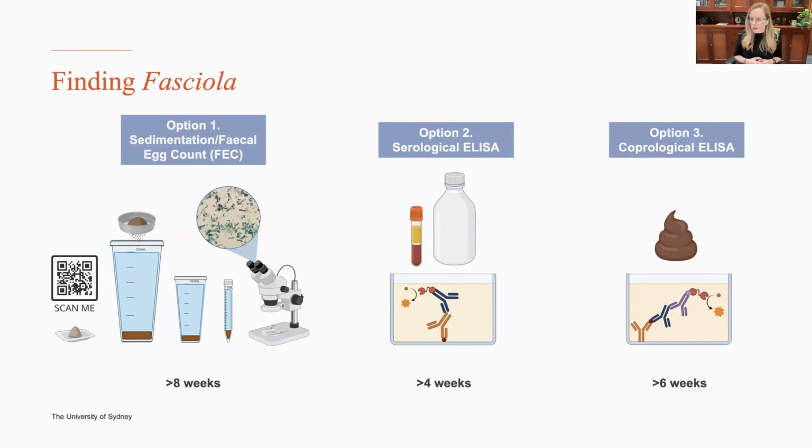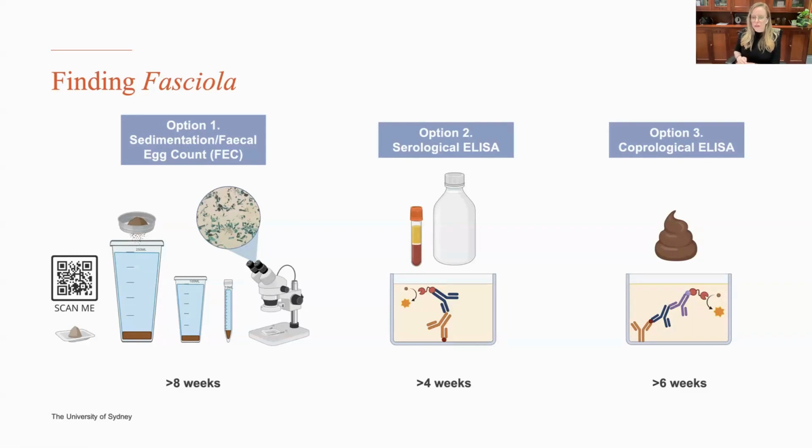So 2 other options that are available are the serological ELISA, so looking for antibodies that are produced by the host, so by me or by you or by the cattle or sheep, and those antibodies can be detected in their blood, but also in milk, which makes it a really great surveillance tool for dairies. And the third option is the coprological ELISA, which looks for antigens that the parasite is shedding into its host, and detecting infection again through the feces. So these 2 allow detection inside of that pre-patent period.